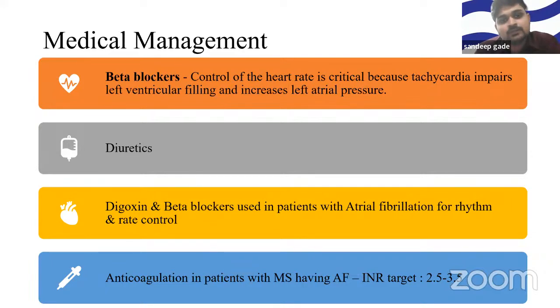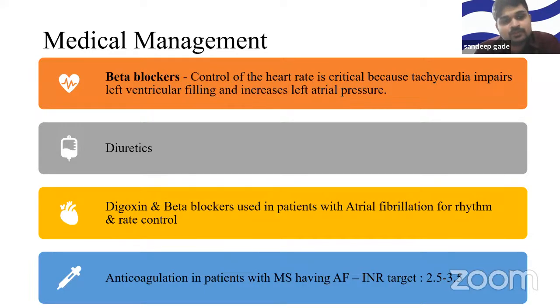Beta blockers are used to control the heart rate, and the target heart rate in mitral stenosis is between 50 and 70 beats per minute. Tachycardia is detrimental in such patients because mitral stenosis is considered to be a fixed cardiac output syndrome, and by increasing the heart rate, we'll be decreasing the left ventricular filling and also increasing the left atrial pressures. By decreasing the left ventricular filling, we will be reducing the cardiac output further. Hence, beta blockers are important in the management of mitral stenosis.